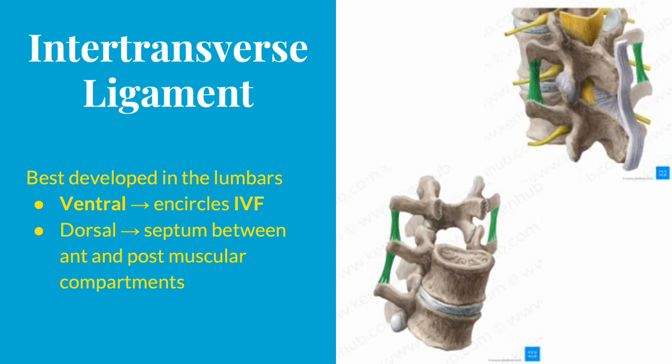So if he's asking which part of the intertransverse ligament could be involved in any kind of nerve entrapment, it's obviously going to be the one that's more interacting with the intervertebral foramen. So the ventral one is going to encircle the IVF. But if he's talking about a septum, and seriously, if you see that word, if he's looking for a ligament and he says septum, and this was a question on mine, so the dorsal part forms a septum. It's going to be forming a thin wall, thin separation between the anterior and posterior muscular compartments. So both of those are important points. Both of those are worth studying.